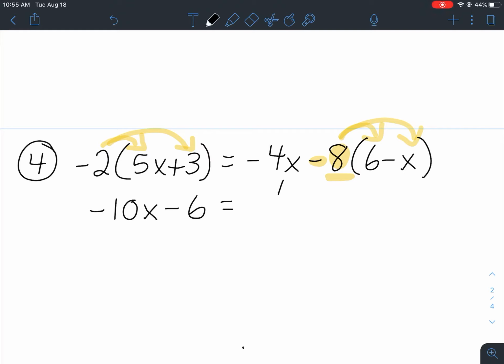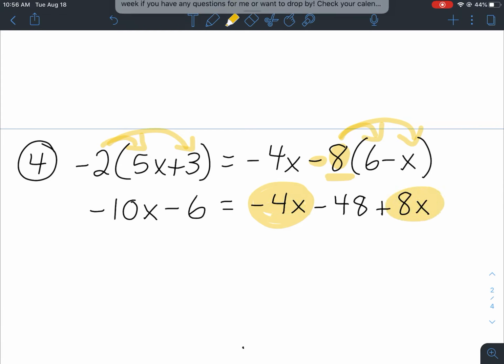My -4x just gets dropped down. And now I have to distribute -8 times 6 is -48. And -8 times -x, and negative times a negative is a positive 8x. And now the next part here is I always look, do I have variables on the same side? Since I don't have fractions, do I have variables on the same side that are like terms? And on the left side I don't, but on the right side I do. Here and here. They're the exact same variable.